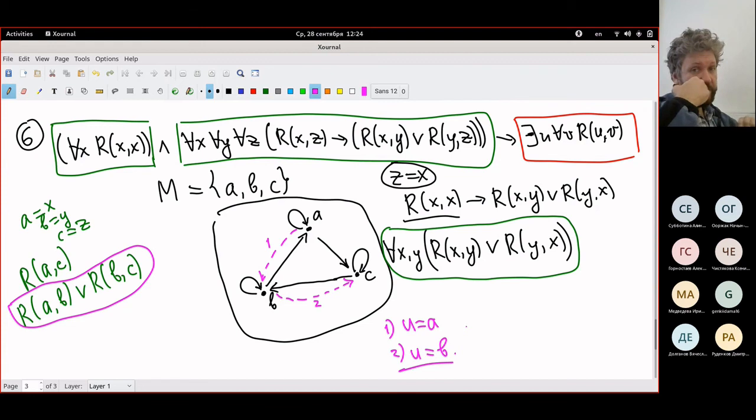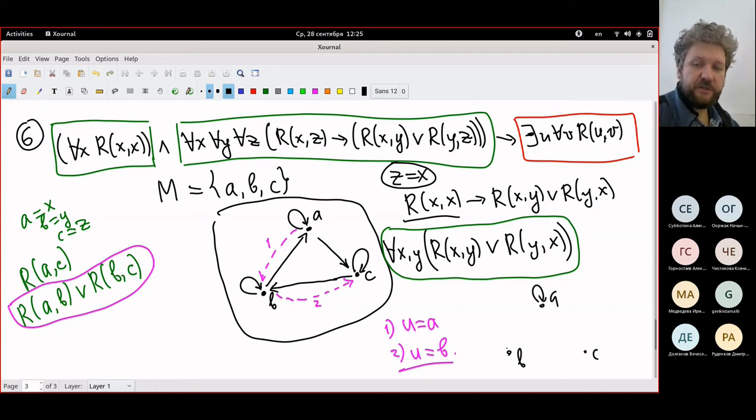So this means that for any two points, there is at least one arrow, either from X to Y or from Y to X. And now we need to show that there is a point from which there is an arrow to anyone. And now we have these three points. So we have, say, A, B, C.